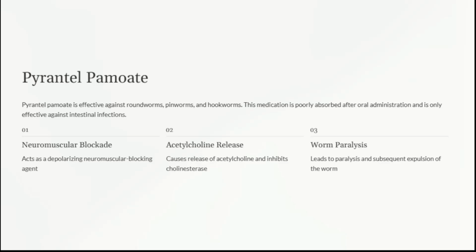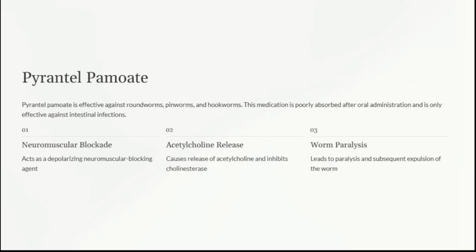Now, pyrantel pamoate. Pyrantel pamoate is an antihelminthic drug that causes parasite paralysis by acting as a depolarizing neuromuscular blocker. Basically, it stimulates the worm's acetylcholine release and inhibits acetylcholinesterase, resulting in sustained contraction of the parasite's muscles and thus eventual paralysis. The paralyzed worms will detach from the intestinal wall and are expelled.